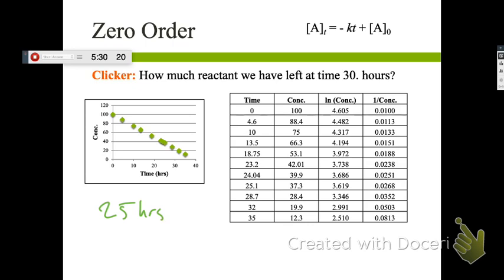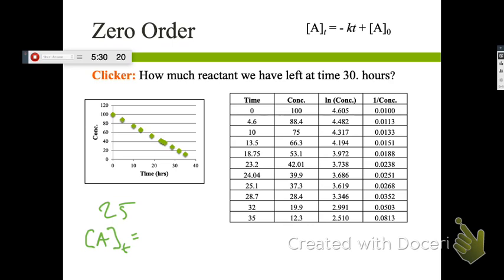Is that reasonable? Well, no, it's the concentration that we were looking for. Yeah, it's concentration. Sorry, my bad. Concentration, 25. That's what I meant. Is it a reasonable number? We go over here, we look at 30 hours, somewhere between these two. So it's going to be a value between these two. So it's in the right ballpark.